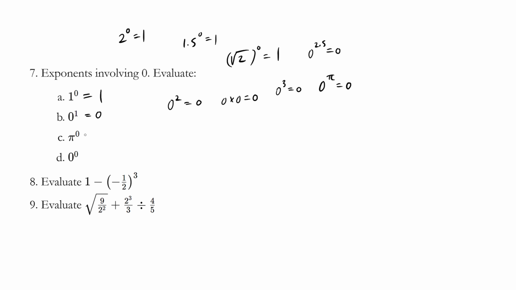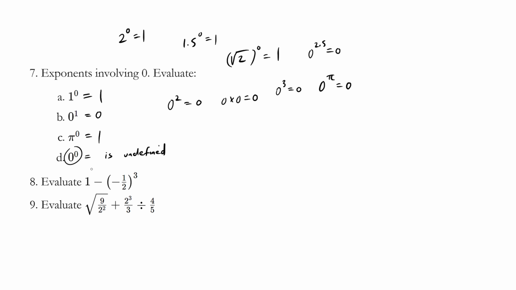What about pi to the 0? The answer is 1. We talked about it before. In general, anything to the 0 is 1, except for this last case. 0 to the 0 is undefined. It's not really equal to anything. So this is an exception.